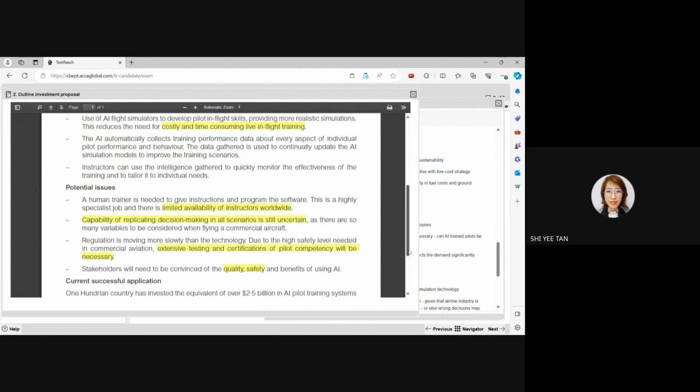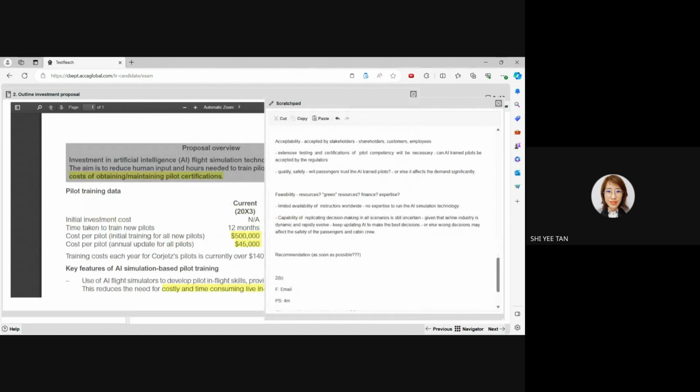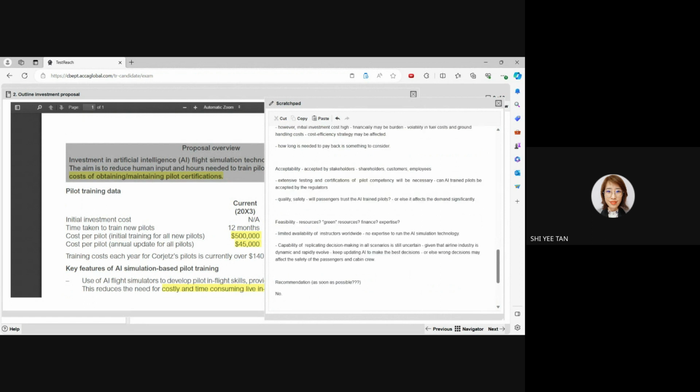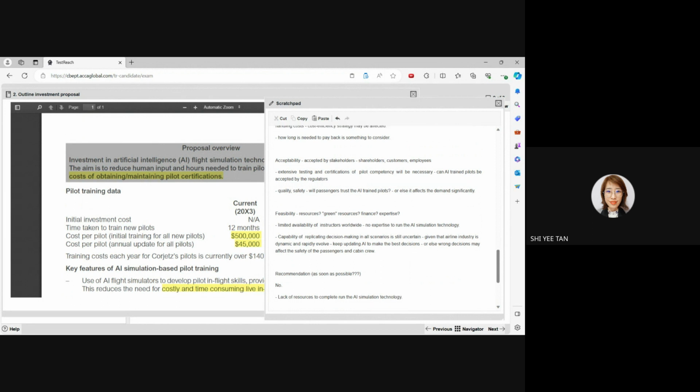Okay. So should we go? What's your recommendation? Should we go as soon as possible? Most likely not. To me, no. Why? The most significant thing is we lack resources to completely run the AI simulation technology. Second, your stakeholder is not going to accept it.